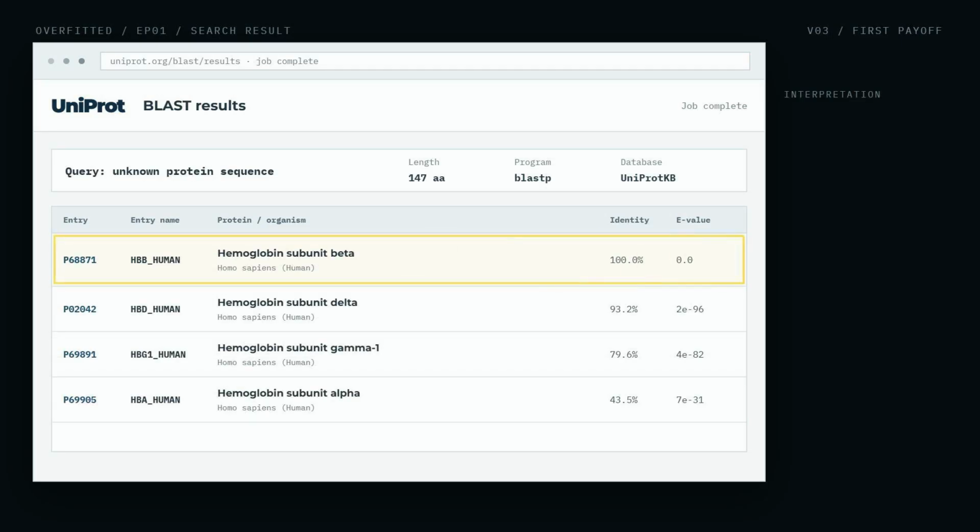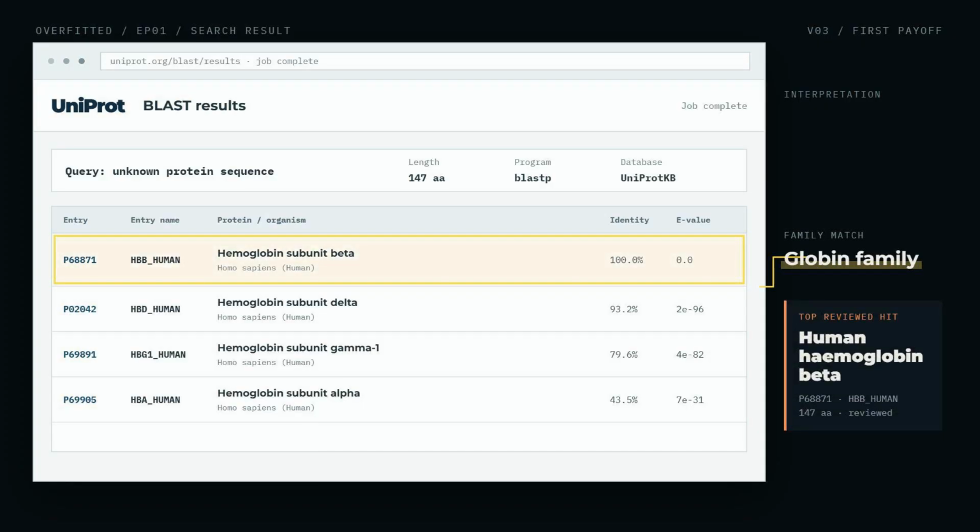This sequence belongs to the globin family. More specifically, it is the beta subunit of human haemoglobin. So we've gone from a string of 147 amino acids to one of the proteins responsible for carrying oxygen in our blood. And we did that without running an experiment ourselves.